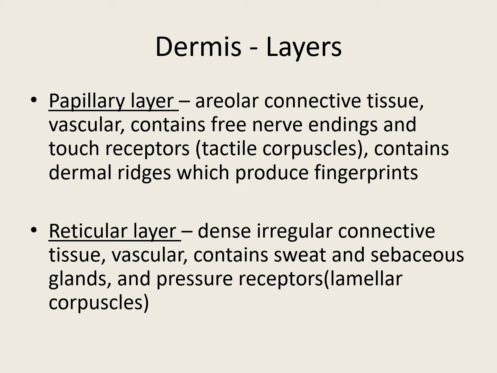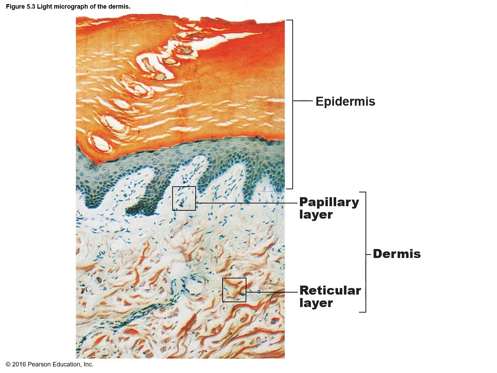The reticular layer is below or deep to the papillary layer. It's comprised of dense, irregular connective tissue. It also is very vascular. It contains sweat and sebaceous glands and some of the deeper pressure receptors, such as your lamellar corpuscles.